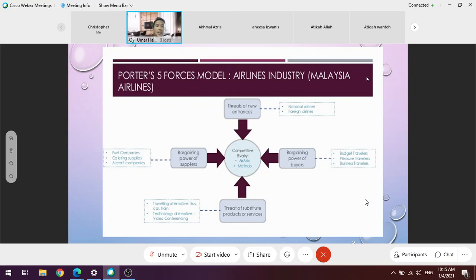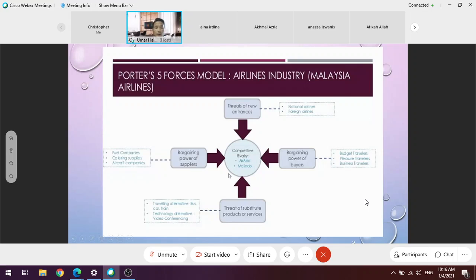Okay, the next aspect is actually an example from Malaysia Airlines. Even though currently the airline industry is facing a very significant challenge due to COVID-19, which is referring to the external forces as well. If you look here, this is the previous model without taking into consideration the impact of COVID-19. Here is when we talk about Malaysian Airlines.